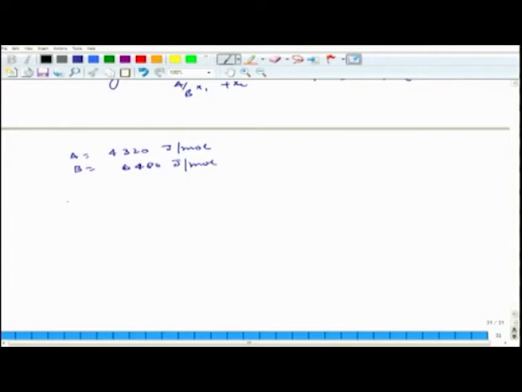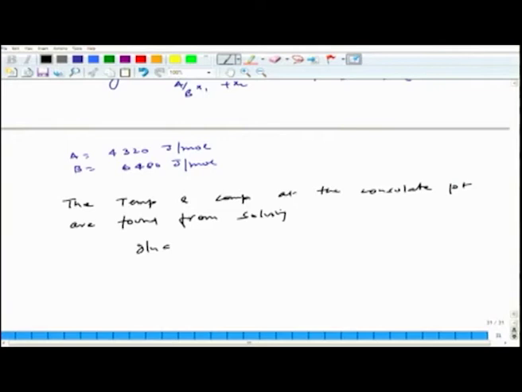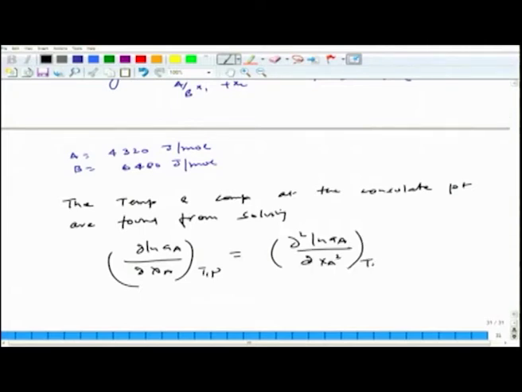The temperature and composition at the consolute point, that is basically the upper critical solution temperature, can be found by solving the conditions of incipient instability, or in this case we will consider equality: d ln a_A by del x_A at constant T and p is equal to 0, and similarly the second derivative is also equal to 0.